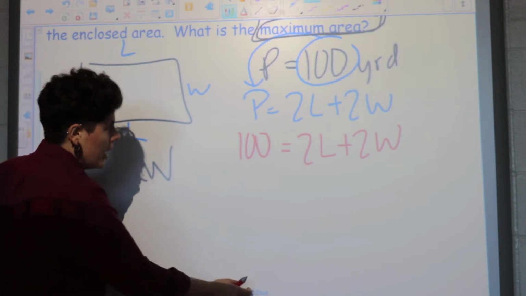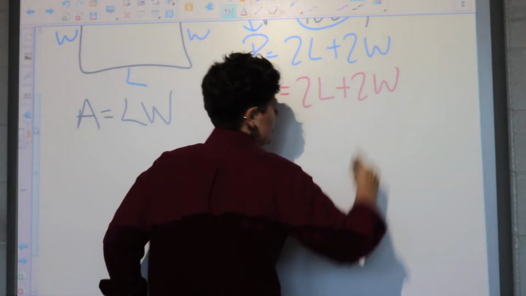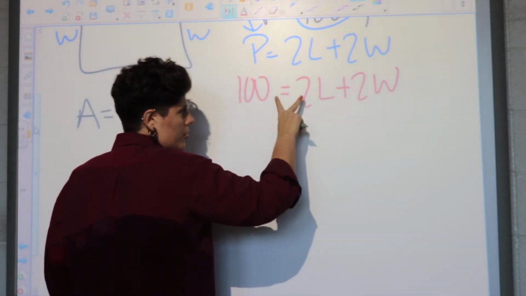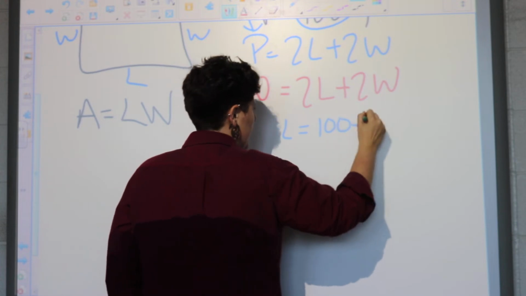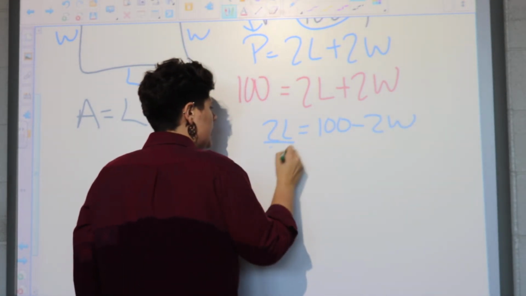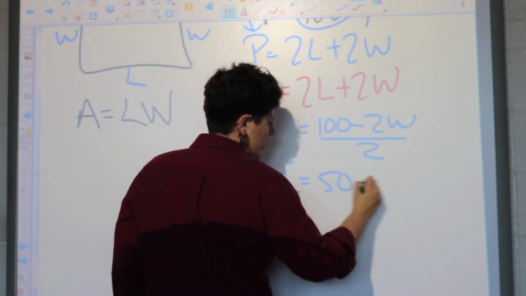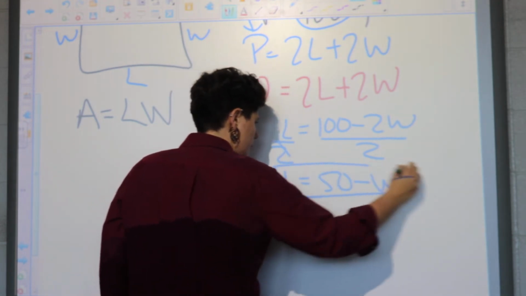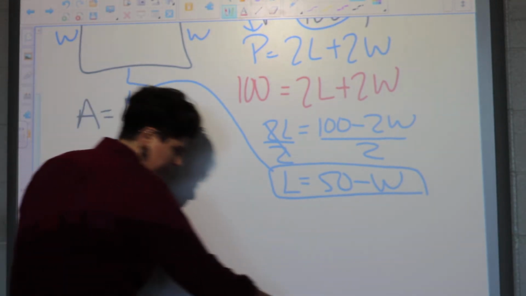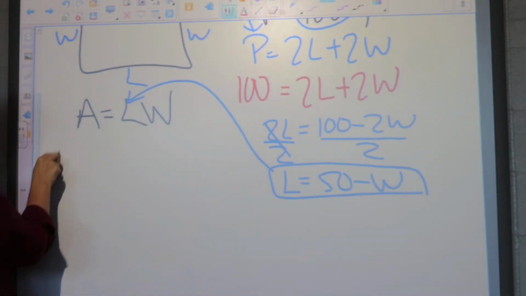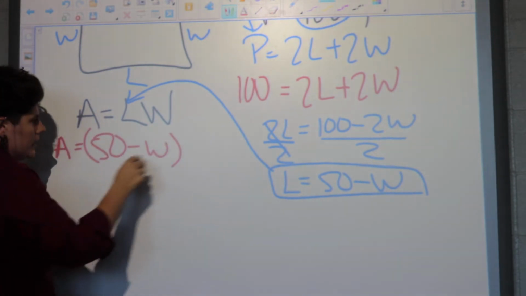So for perimeter, I'm going to solve for the length. It just seems easy to me. I'm going to subtract the 2W over and use the symmetric property. So 2L equals 100 minus 2W. Then I divide by 2, which means L equals 50 minus W. I can now plug that into my area formula. So the area equals 50 minus W times W.